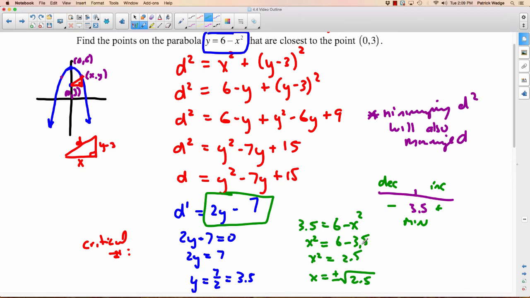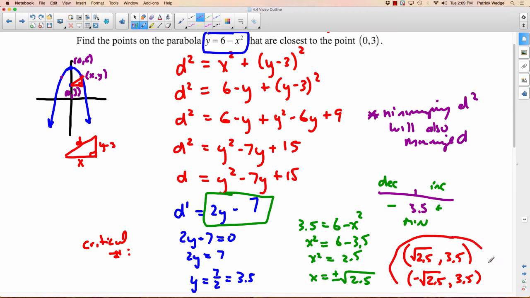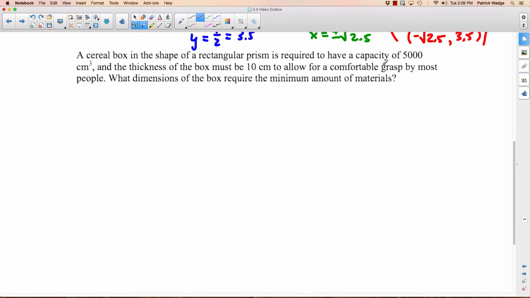So we have our two answers. One answer is positive root 2.5 with a y value of 3.5. And the other point is negative root 2.5, comma 3.5. Those are the two points here and here that are closest to that point there. Two points on that parabola, I should say. Okay, one more for today, then more next day.